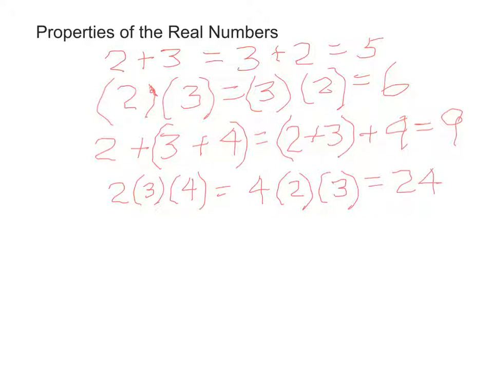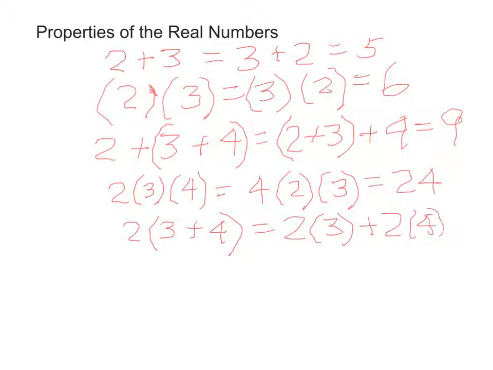Finally, we're going to talk about the distributive property. Say I've got 2 times (3 plus 4), okay? Well, that is simply equal to 2 times 3 plus 2 times 4. Which obviously comes out equaling 14.